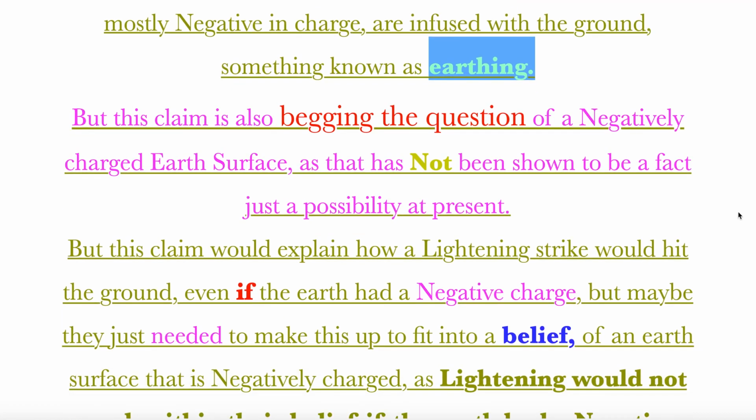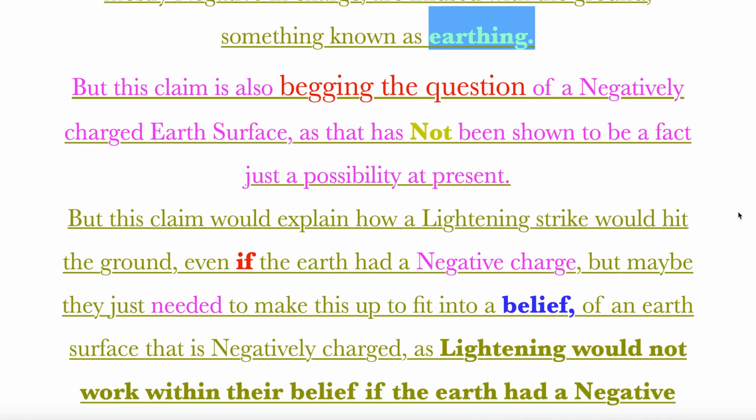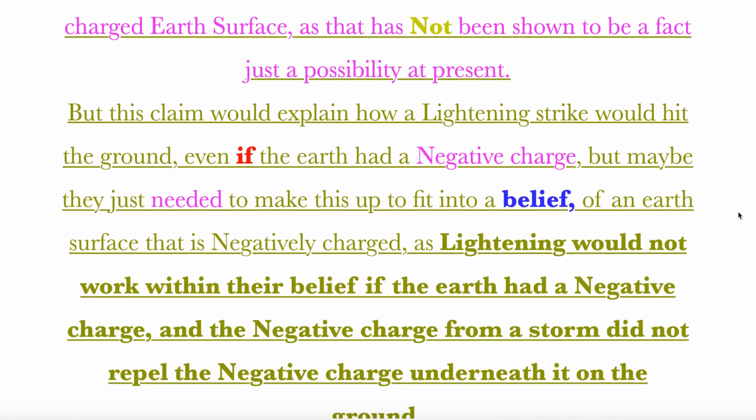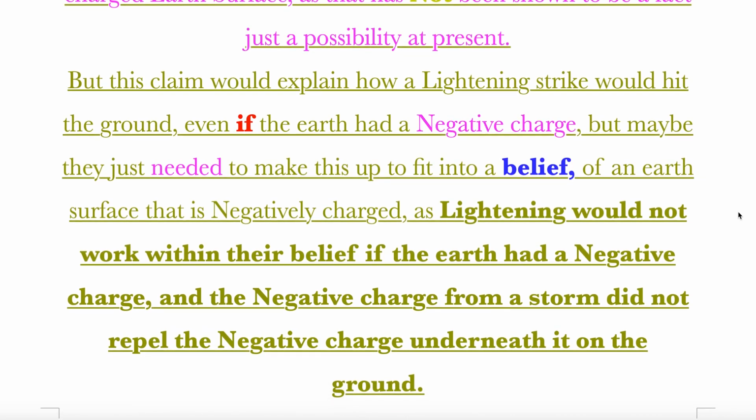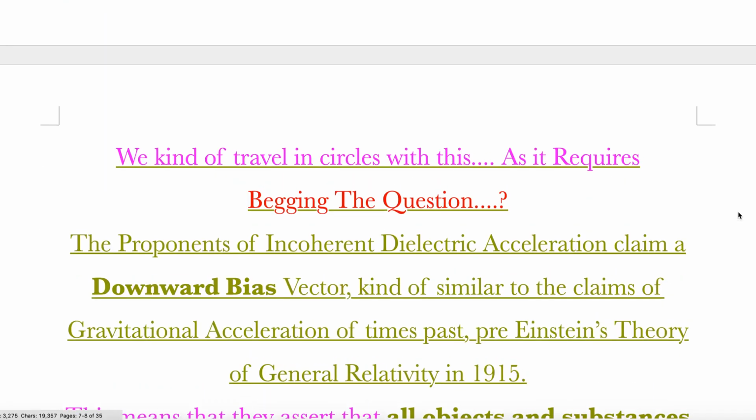But this claim would explain how a lightning strike would hit the ground even if the Earth had a negative charge. But maybe they just needed to make this up to fit into a belief of an Earth surface that is negatively charged, as lightning would not work within their belief if the Earth had a negative charge and the negative charge from a storm did not repel the negative charge underneath it on the ground. We kind of travel in circles with this, as it requires begging the question, right? So it's kind of a difficult thing for them to get over.